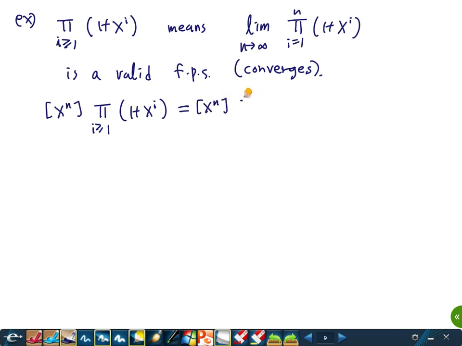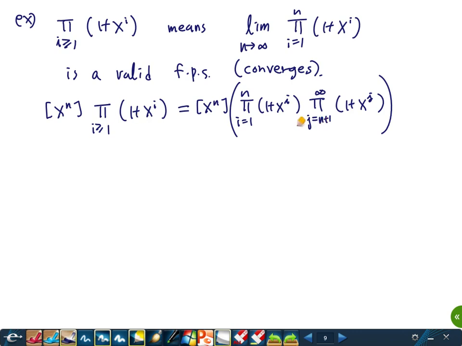That's right. So let's divide this into two parts. This is surely true: the product of 1 plus x to the i for i up to n, times the product for j from n plus 1 to infinity of 1 plus x to the j. I just rewrote it this way. But now, the second part is not really essential in computing this. Here, you have to choose only one.